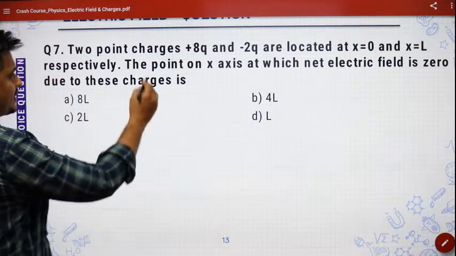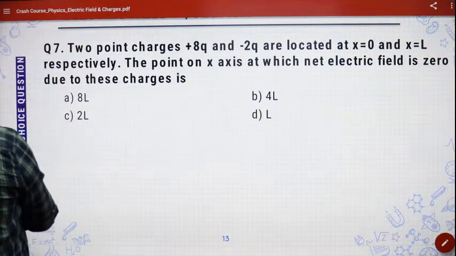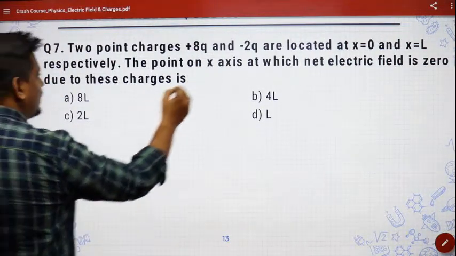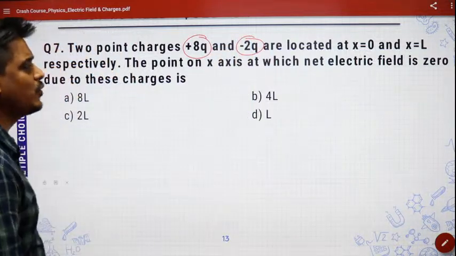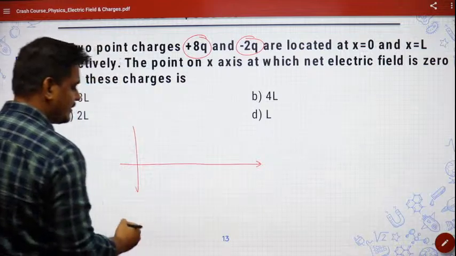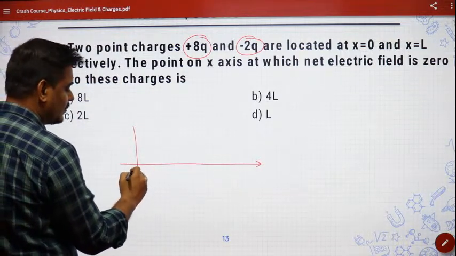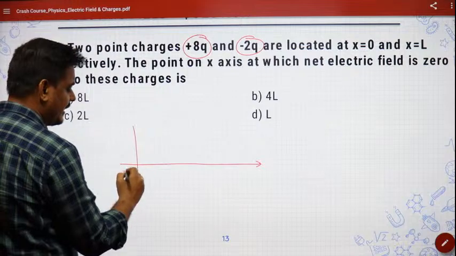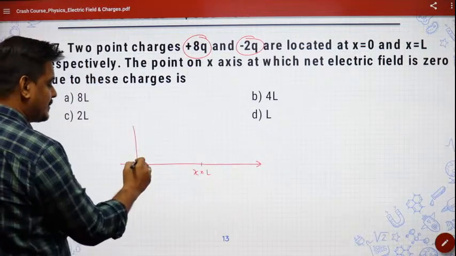So there are two point charges, plus 8q and minus 2q, and they are located at two points. On the x-axis, if I want to write, suppose I take this point as x is equal to 0, and this point is x is equal to L. So what is present here?